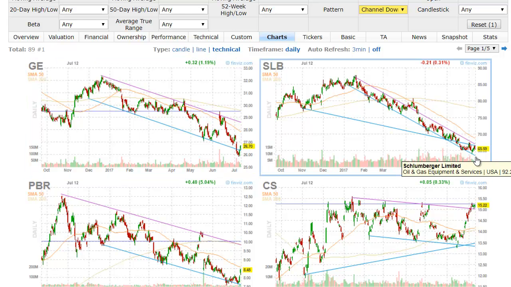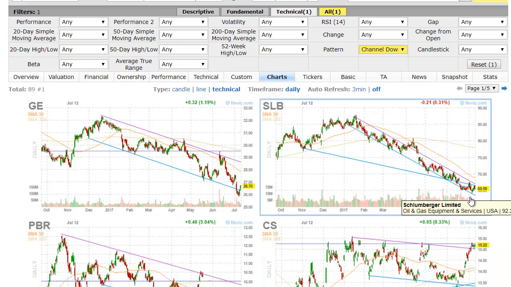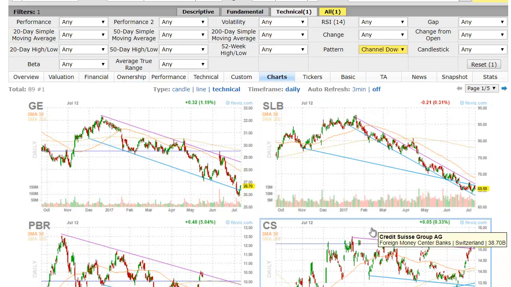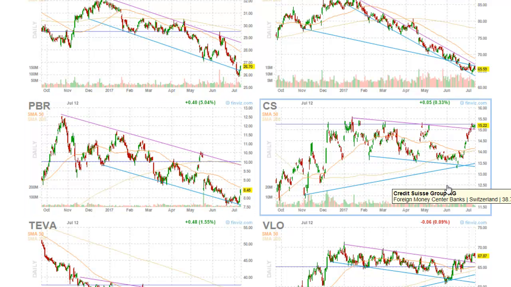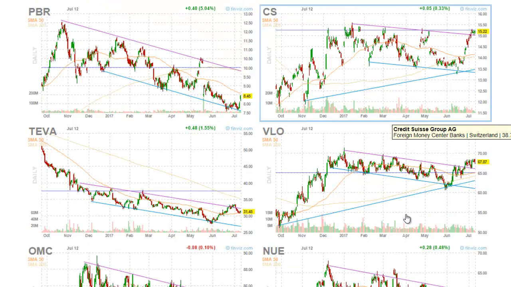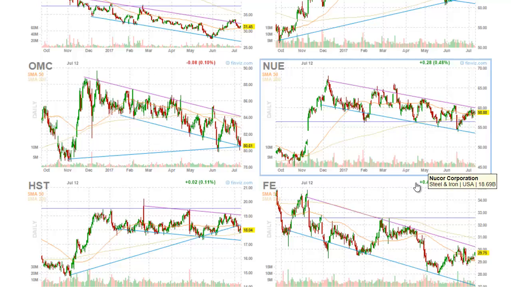GE, Schlumberger, we're in the Schlumberger. You can understand why we are. It's a real tight channel. We have a divergence. Looks good. Here the PBR actually was giving us a good setup off of that trend line. Already bouncing. A lot of these already bouncing off the lower trend lines. All nice bounces.